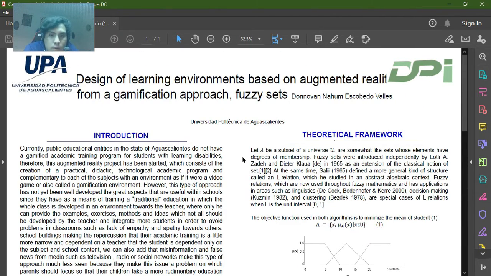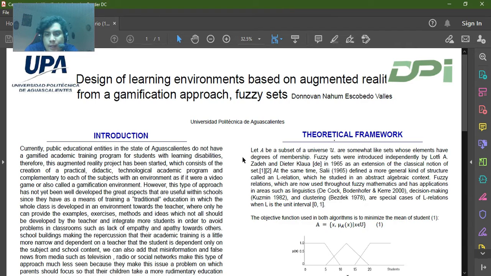Theoretical framework. Let A be a subset of a universe. Fuzzy sets are somewhat like sets whose elements have degrees of membership. Fuzzy sets were introduced independently by Lotfi A. Zadeh and Dieter Klaua in 1965 as an extension of the classical notion of set.